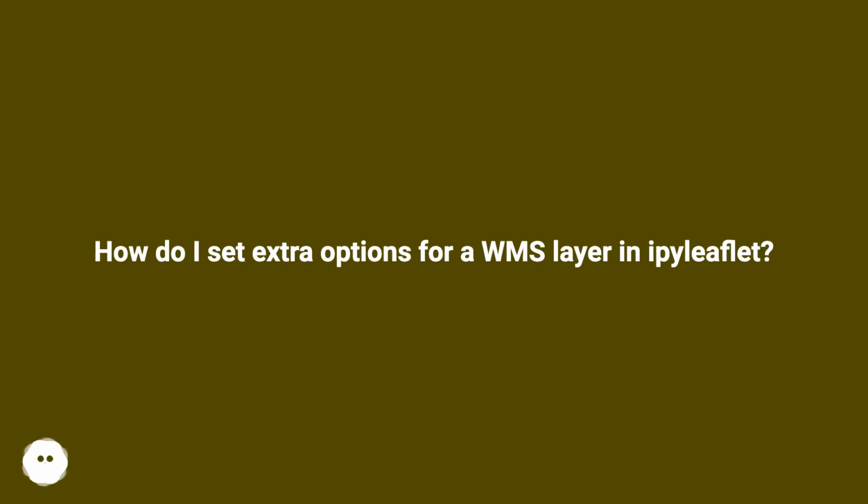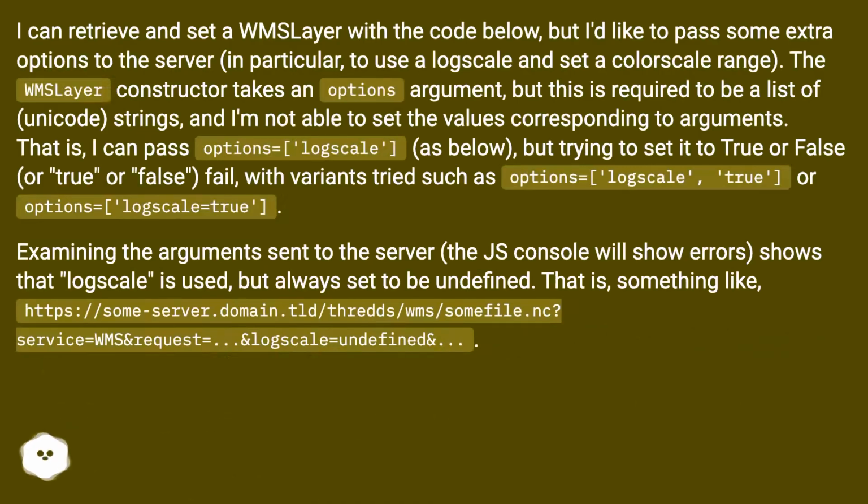How do I set extra options for a WMS layer in ipyleaflet? I can retrieve and set a WMS layer with the code below, but I'd like to pass some extra options to the server, in particular, to use a log scale and set a color scale range.